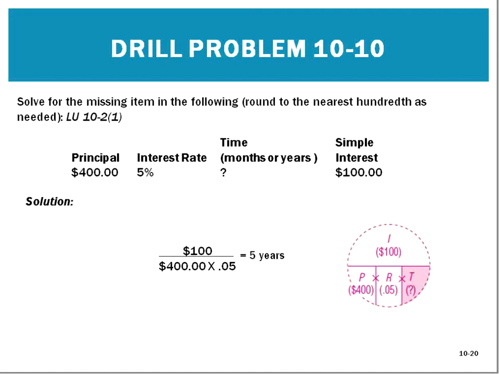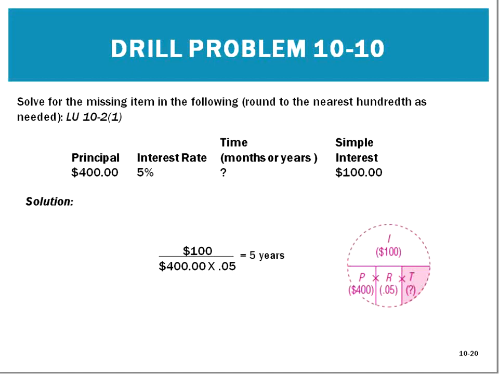So you don't know what your time is. Your time is equal to interest divided by principal times rate. So that's 100 divided by 400 times 0.05. If you multiply that out, you'll get 5. That means they paid 5% interest for 5 years on a principal of $400. So their total interest that they ended up paying was $100.